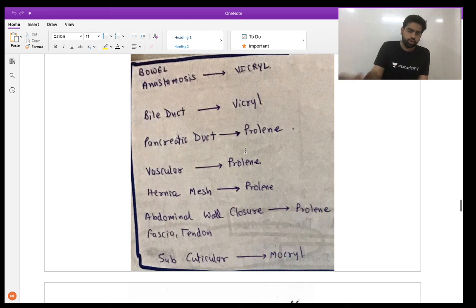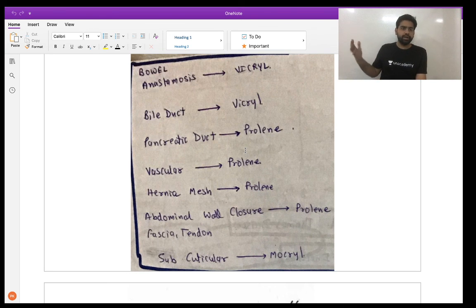We have different sutures which can be used for different surgeries. So what is the suture which we use for the bowel anastomosis? It was recently asked. We use Vicryl. Vicryl is the suture which we use for the bowel anastomosis.